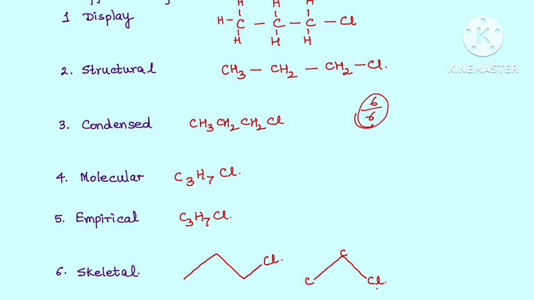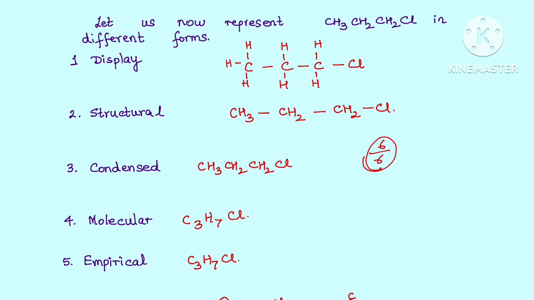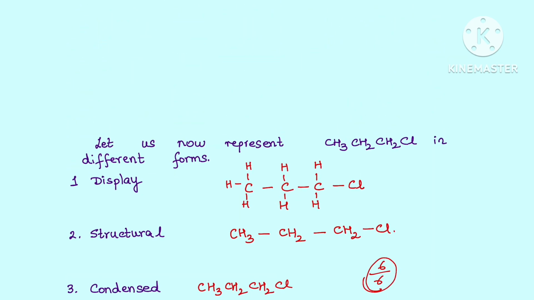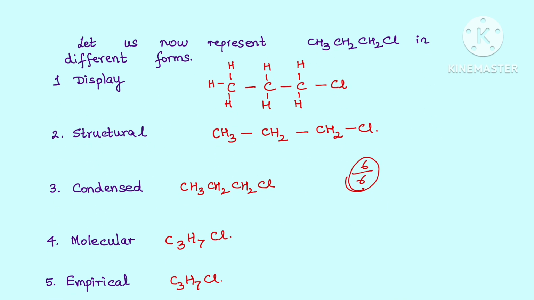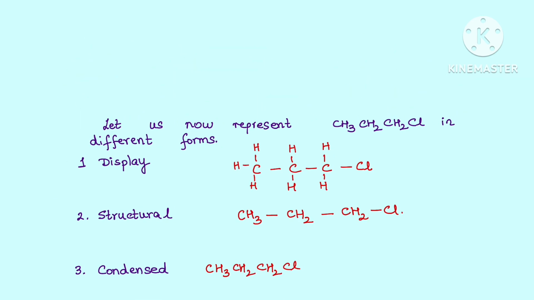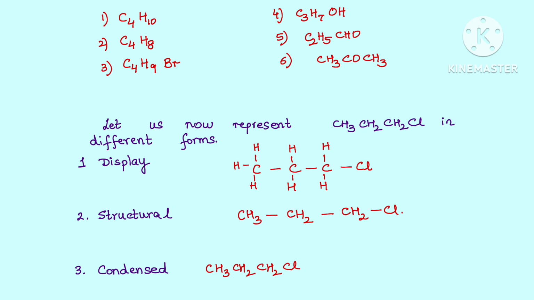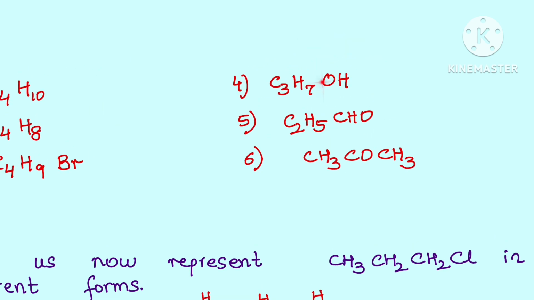But if you feel that you need further practice, then try drawing the different representations of the following compounds that I am listing. Even otherwise, even if you've been able to get all correct, I would say there is no harm in doing some more practice. Try drawing the different forms of C4H10, C4H8, C4H9Br, C3H7OH, C2H5CHO. What are these? COH, this is OH, CHO, COCH3.